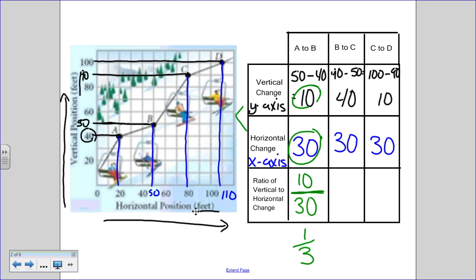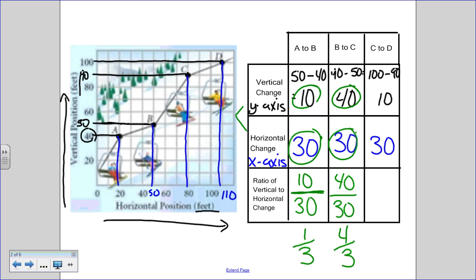We can repeat this process again for point B to C. On point B, we see a vertical change of 40 over a horizontal change of 30. If we simplify that fraction, what do we get? Good, 4/3.